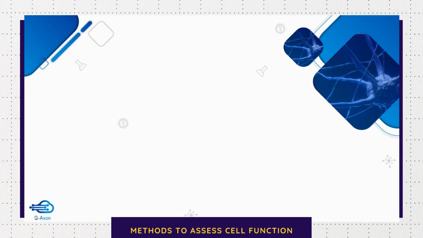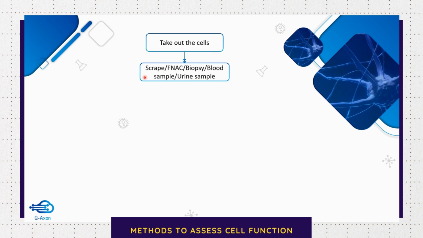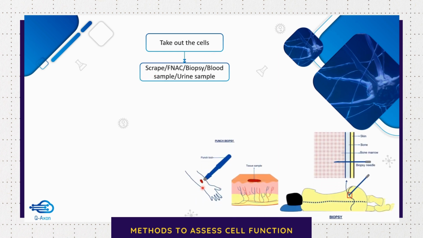So the first method by which we can analyze the function of cells is that we can actually take out the cells. We can use various methods for taking them out, for example scraping. If there is a skin lesion, we can scrape the surface and get some cells from that. Then there is fine needle aspiration cytology, that is FNAC, from which we can also get cells. Then biopsy, where we cut a sample of tissue from the affected area and analyze it. We can also take a bone marrow sample, inserting a needle into the bone to get a sample of the bone marrow.